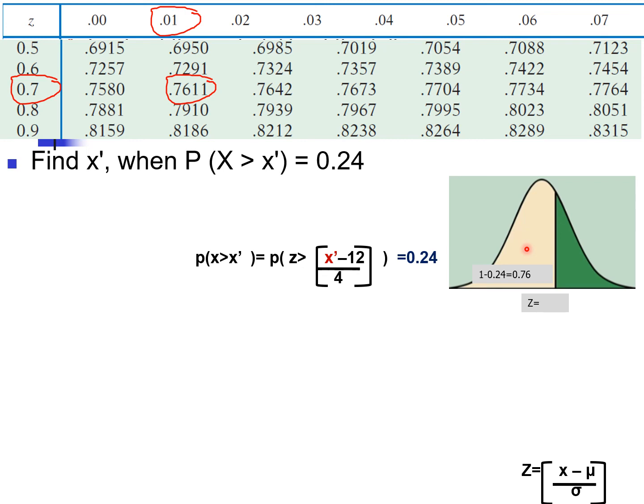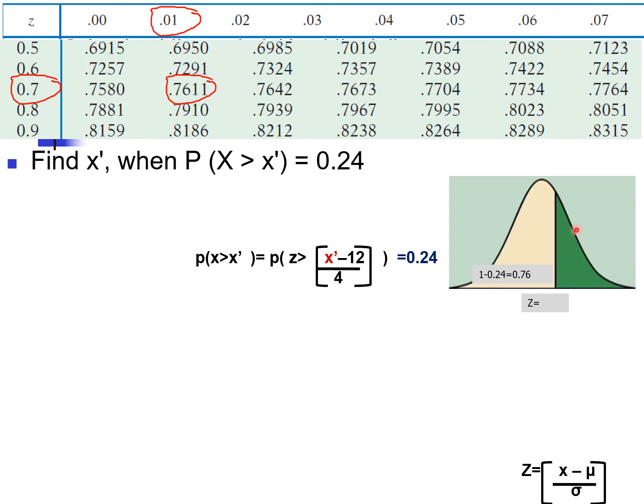Now 0.76, this area corresponds to what Z value? So you go to the table and just see where is this number, 0.76. So you see that this number is closest to 0.76. Thus you say that the Z-score corresponding to this is 0.71.